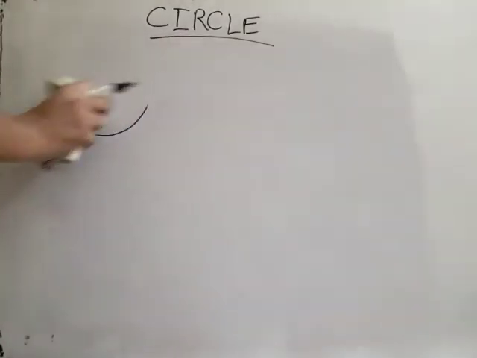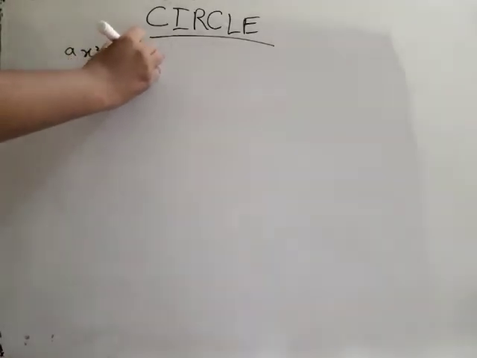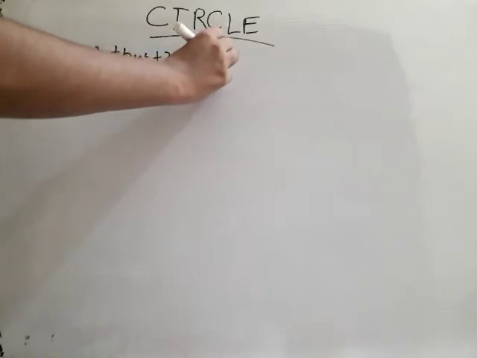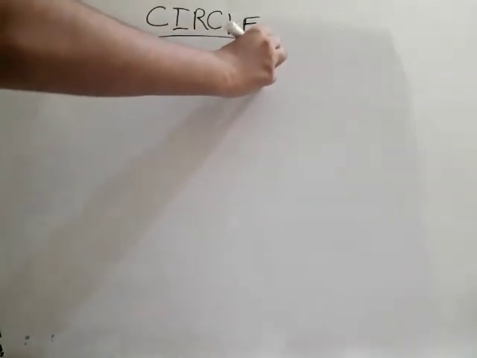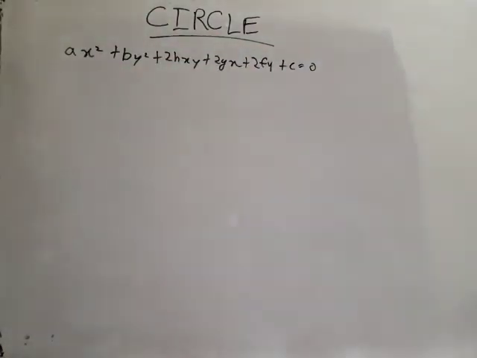Now the general equation of a curve: ax square plus by square plus 2hxy plus 2gx plus 2fy plus c equal to 0. How to prove that this is a circle? For a circle, h should be 0 and a should be equal to b. So these are the points which make the second degree equation of a curve a circle.